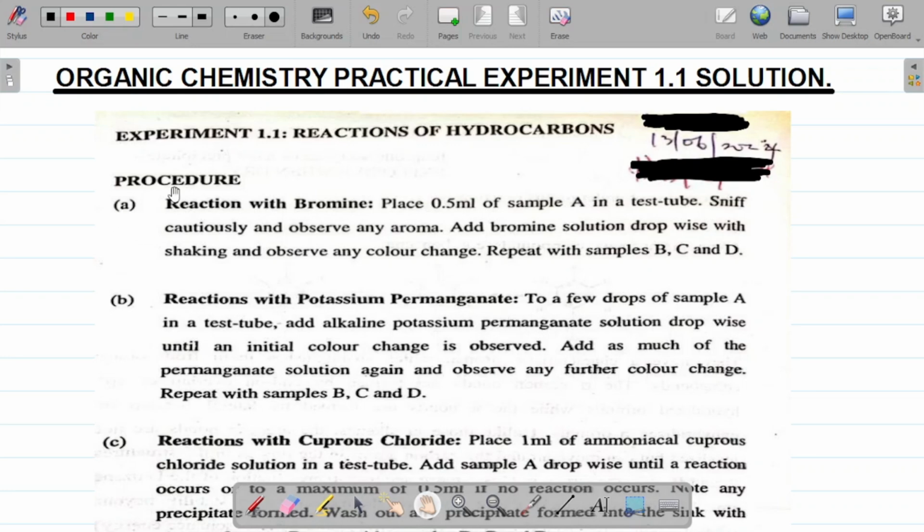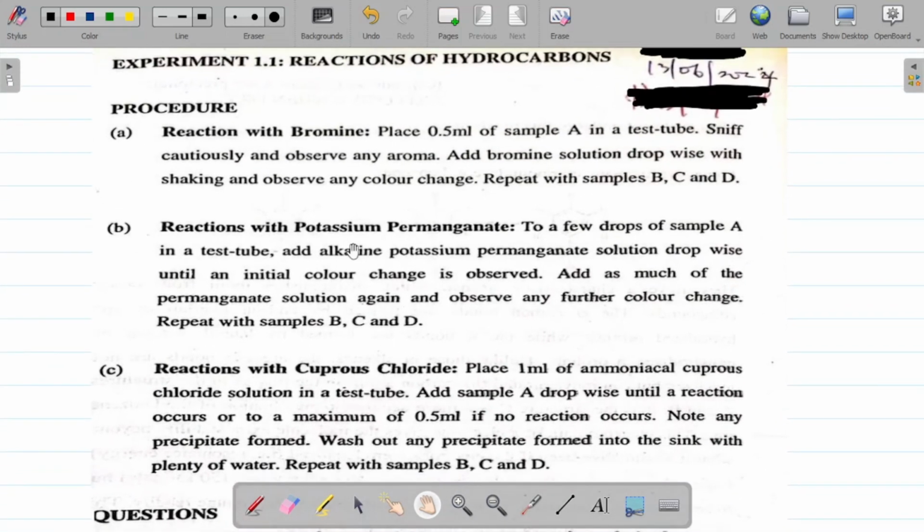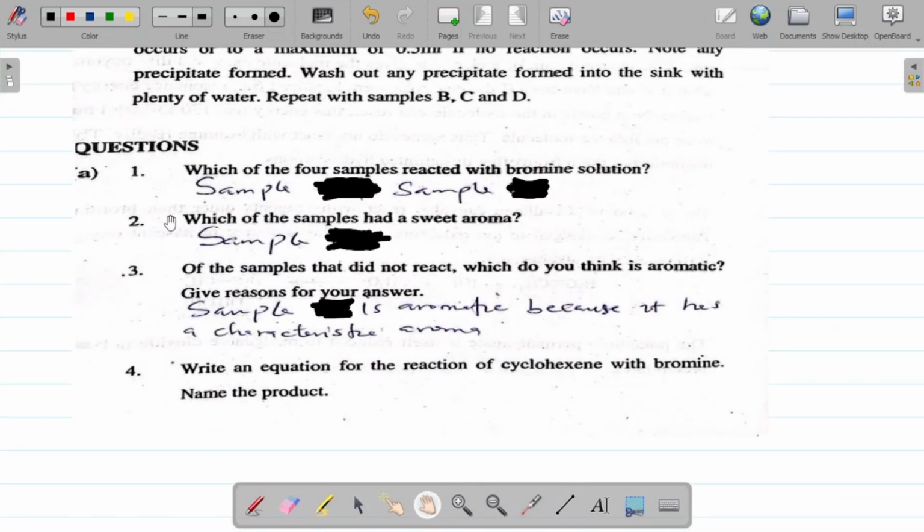For the procedure, you'll be reacting each of them with bromine, reacting them with potassium permanganate, and then reacting them with cuprous chloride. All right, you can pause this video and read this if you want to, but we're going straight to answering the questions. The first question says, which of the four samples reacted with bromine?